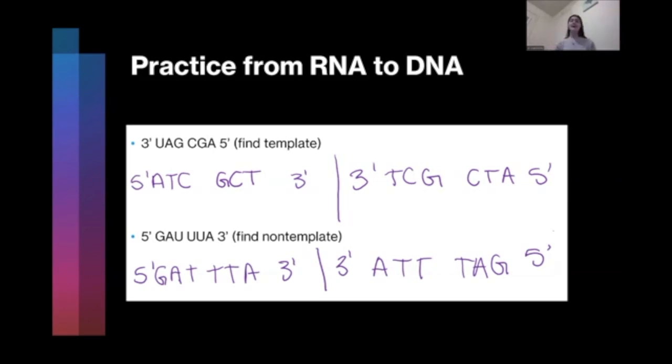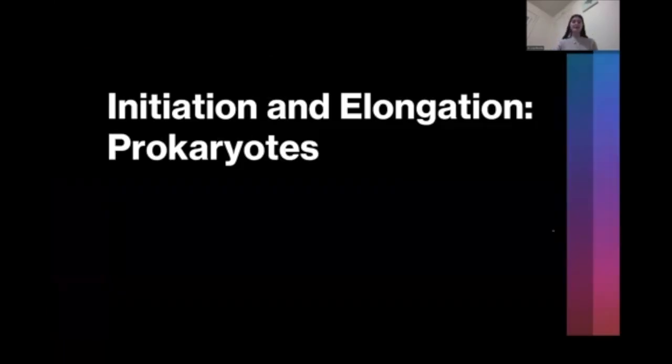Because depending on how long your DNA sequence or your RNA sequence is, it could only take an extra 10 or 20 seconds. So if it helps you to just write out both of them in both possible ways and then look at the answer choices, definitely do that. But just keep in mind, it could be either way. And that is the end of that practice. So the next video will be going over initiation and elongation in prokaryotes.